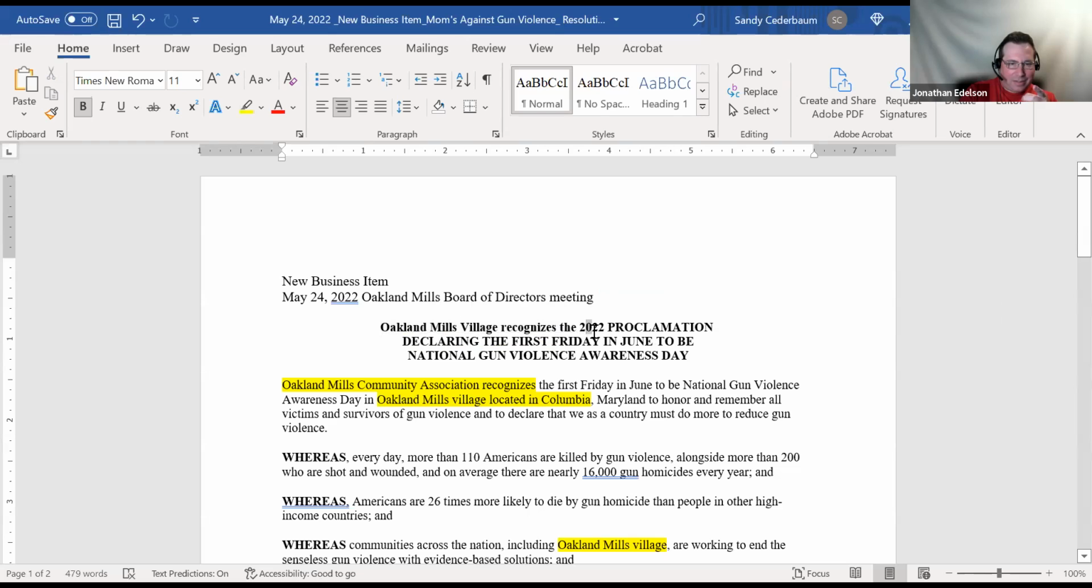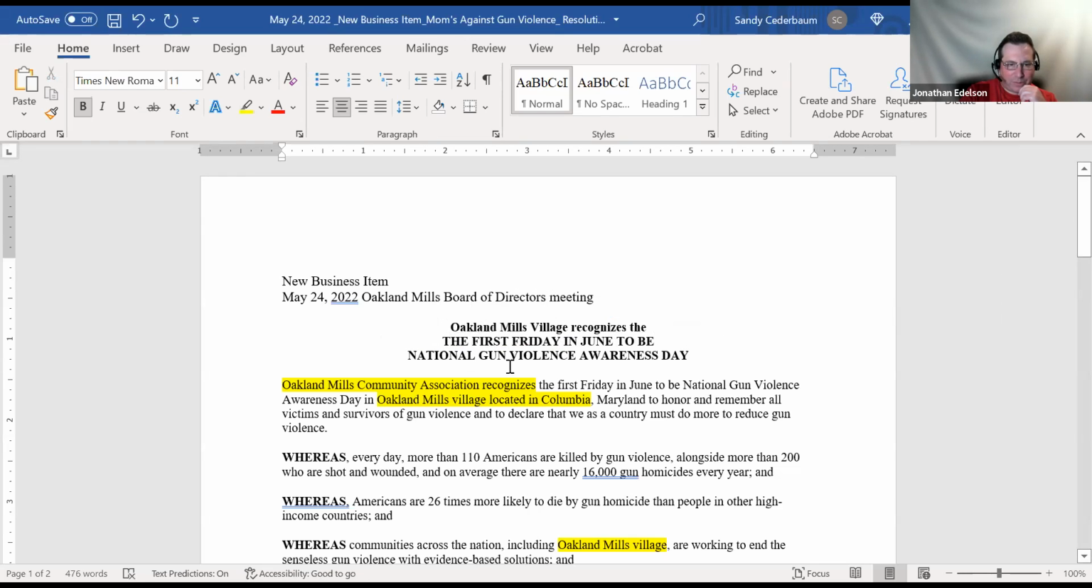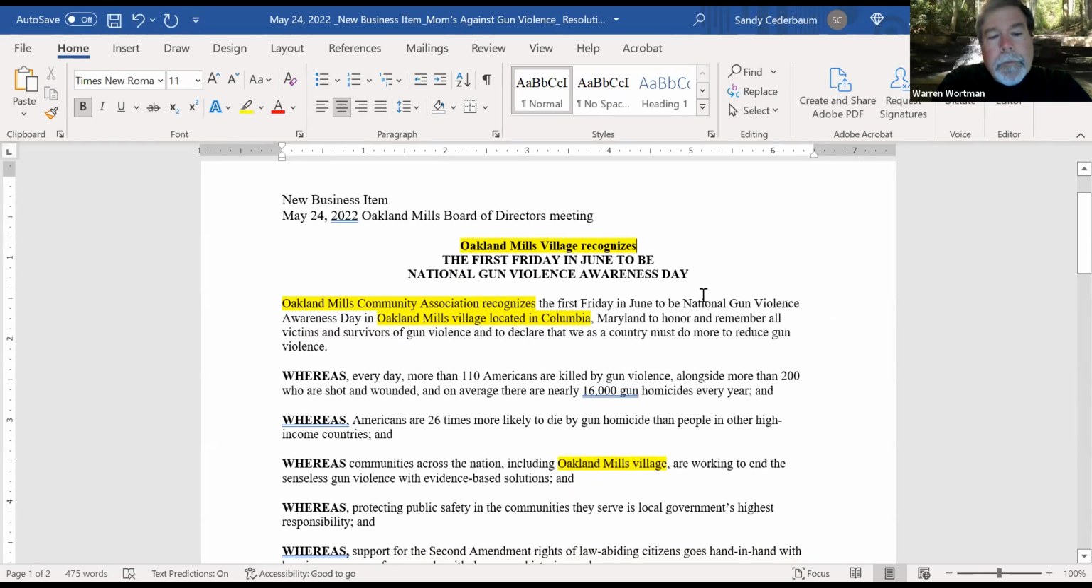Yeah, so take out everything between recognizes and declaring, and just put the. Now we have two thes. Don't you love how Word tries to help you by highlighting way more than you want to highlight? There we go. Yeah, that's much better. Okay, anything else? Okay, I'm going to call the vote. Everyone in favor of approving the recognition document as amended?